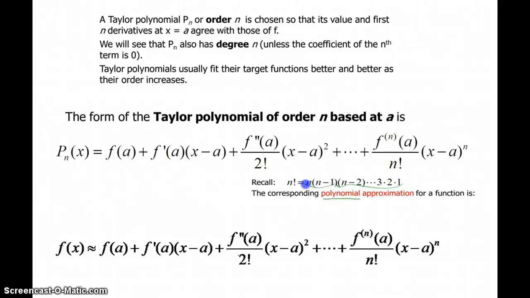So understand that the corresponding polynomial approximation for a function, notice this approximates the function, no matter how many terms that we have. Because n is a finite number, no matter how many terms we have, it's still going to be a function approximation. So I just wanted to point that out before we move on. So let's get to some examples.